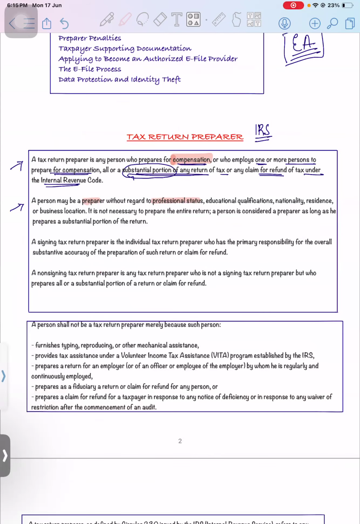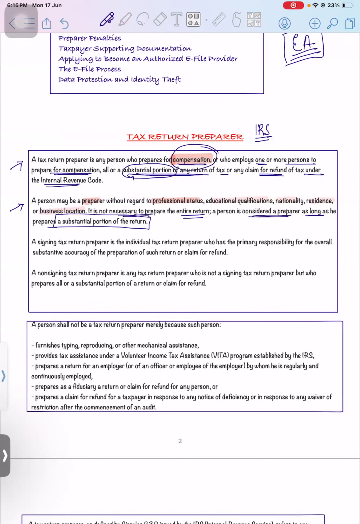See, the person may be a preparer without regard to any professional status or even educational qualification, nationality, residence, or business location. It doesn't matter. They can be a preparer. Only one thing: they receive compensation, they are going to hire someone else, and they are preparing the substantial portion of the return, and they are the only whole and sole responsible person. So it is not necessary to prepare the entire return. A person is considered a preparer as long as he prepares the substantial portion of the return.